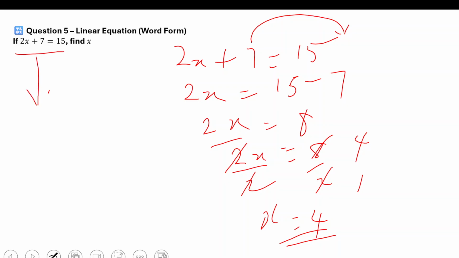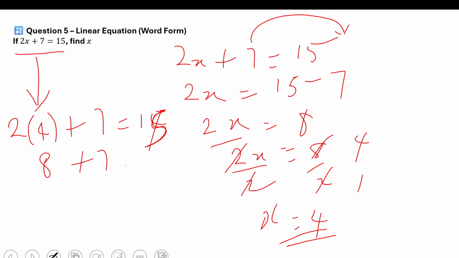If we check here, we put 2 times 4 plus 7 is equal to 15. That is, we have put in 4 where we see x. 2 times 4 is 8. 8 plus 7 is equal to 15. That is 15 on this side and 15 on this side. So that means x equal to 4 is true.